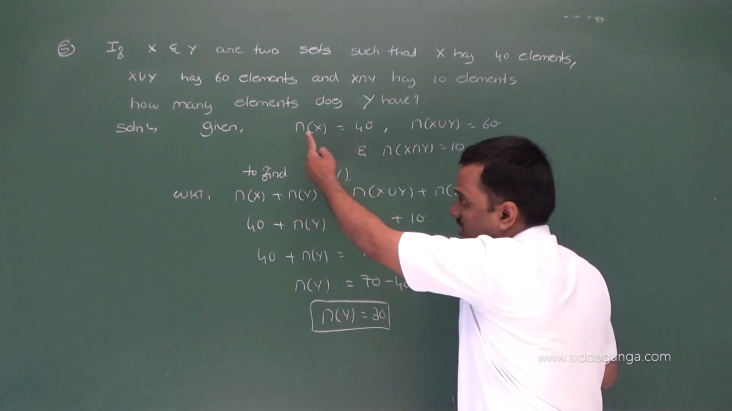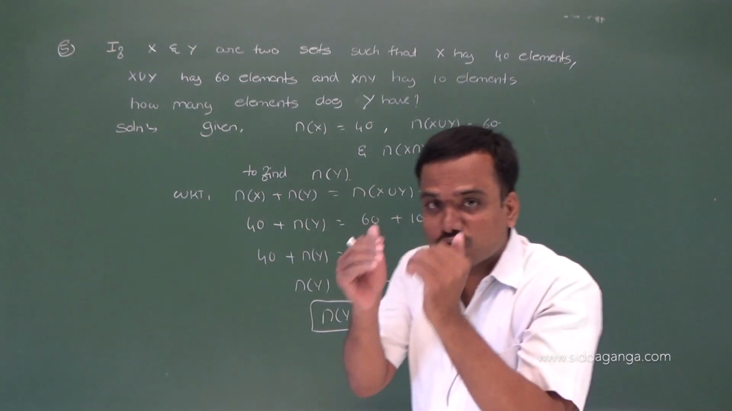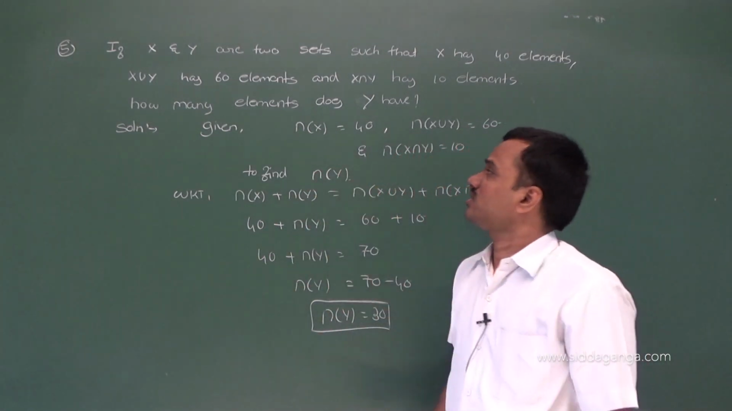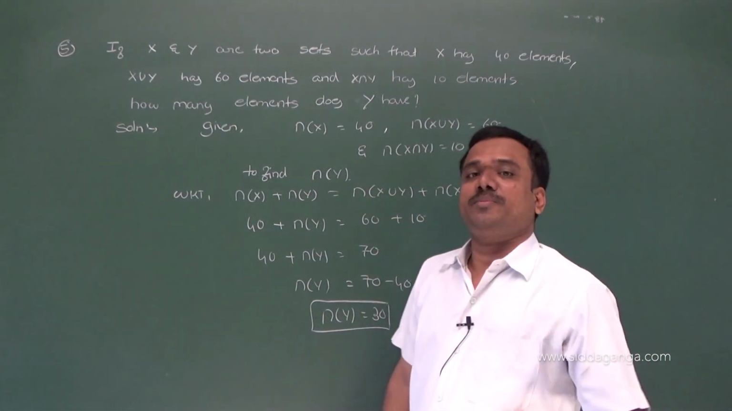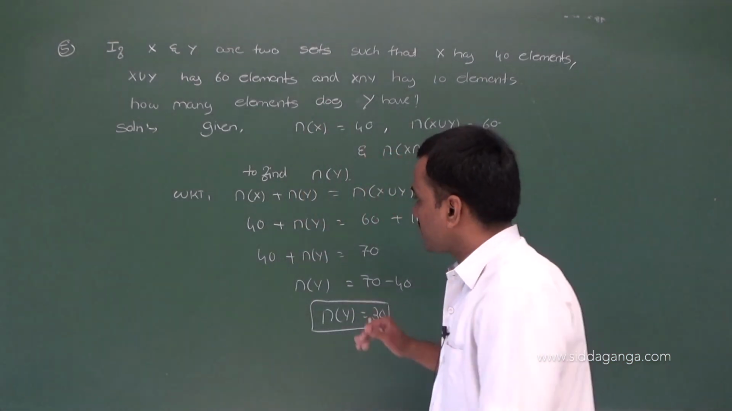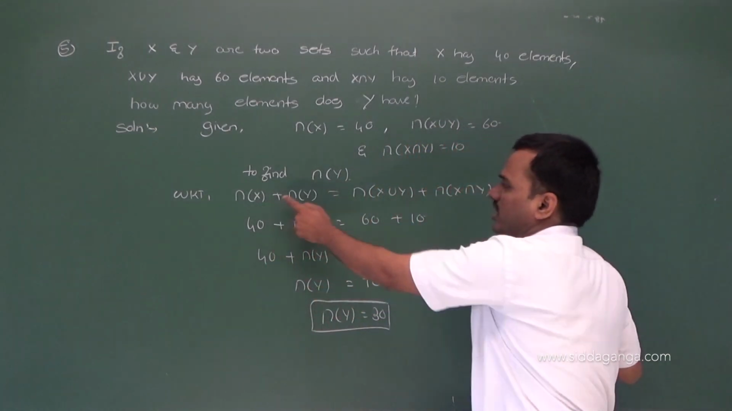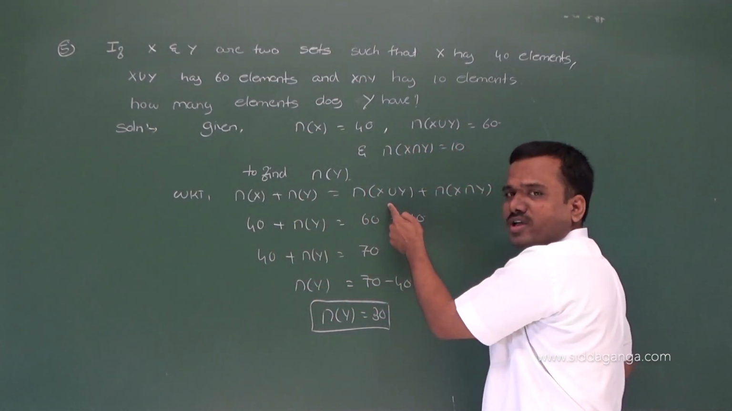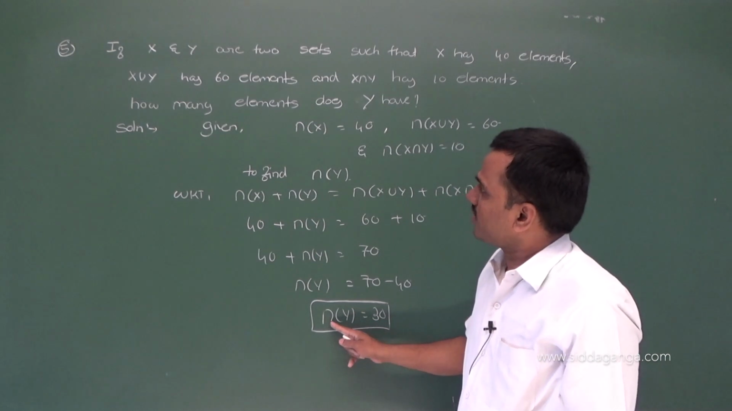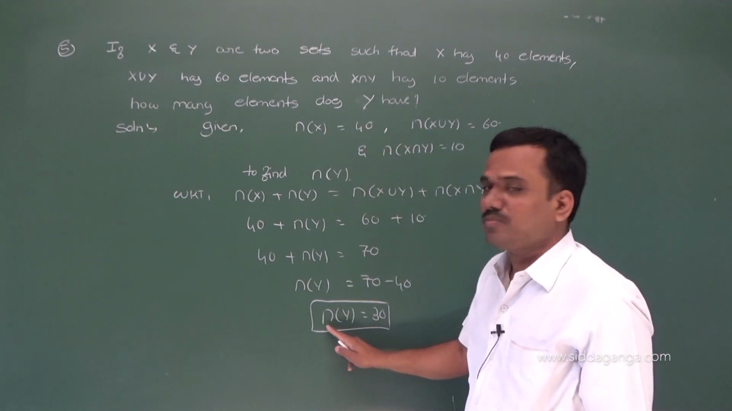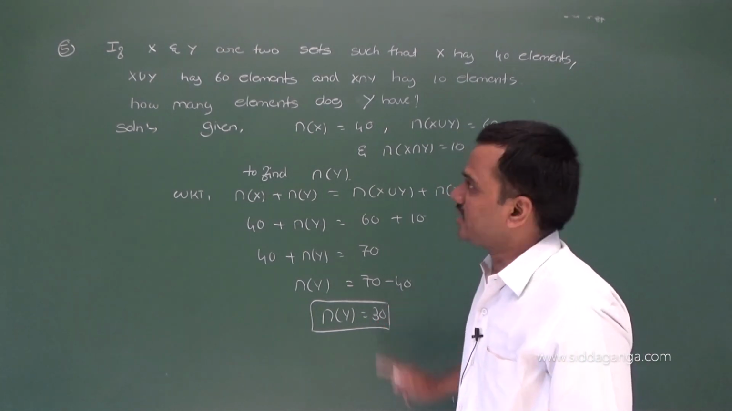What has he given? He has given n of x, the total number of elements present in x, n of x union y, and n of x intersection y. What did he ask? He asked the number of elements present in y. So we use n of x plus n of y is equal to n of x union y plus n of x intersection y. How many elements does y have? The number of elements in y is 30. Correct? Next problem.